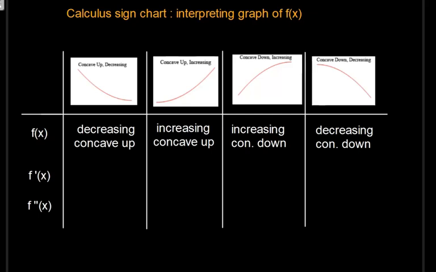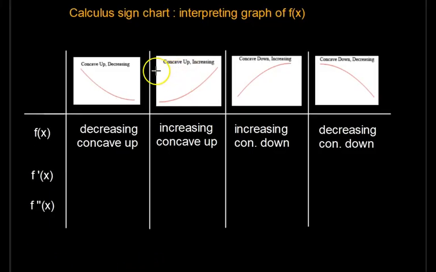In this video, we are going to learn how to interpret the graph of a function to get the information about its first and second derivative. Here are the four different cases of the graph. First one, when the graph is coming downward, that means the function is decreasing. For a decreasing function, the first derivative is always negative.